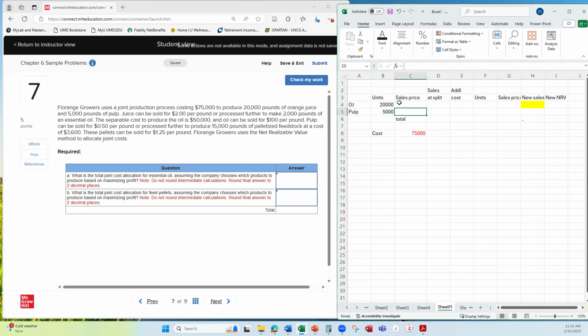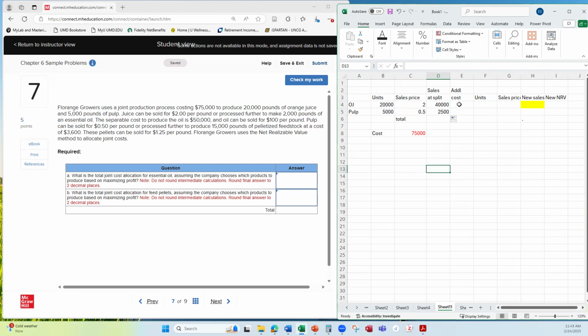Okay, so we can sell the juice for $2 a pound, and pulp can be sold for 50 cents a pound. So that would get us to $40,000 in sales for orange juice and $2,500 in sales for pulp.